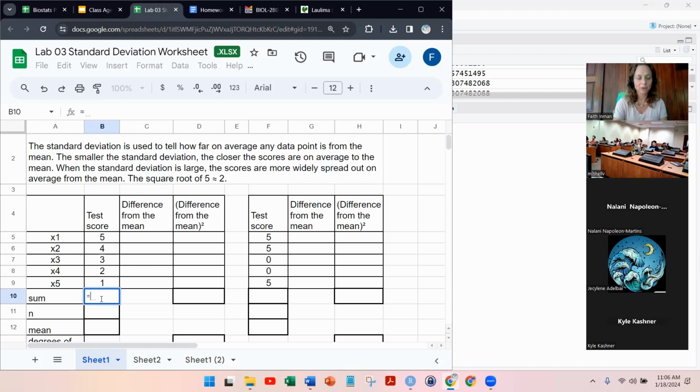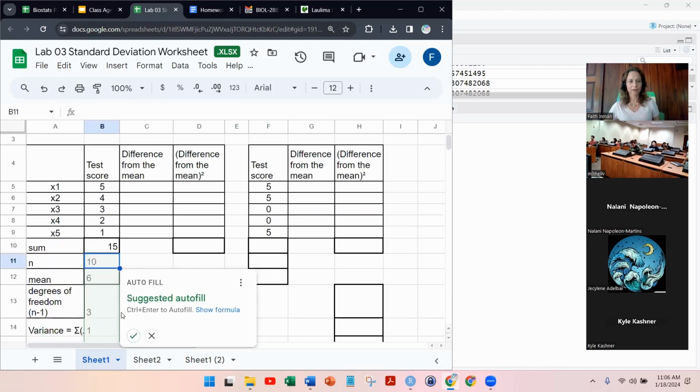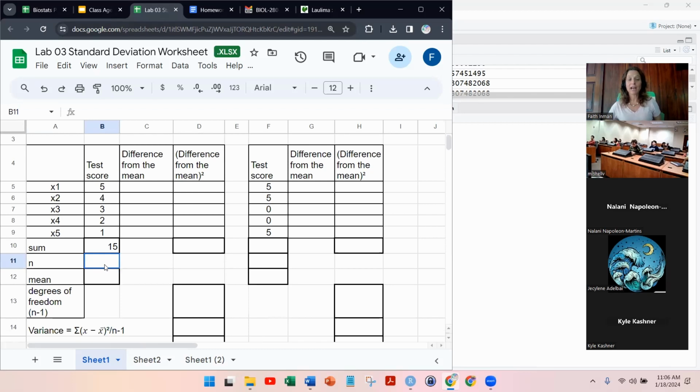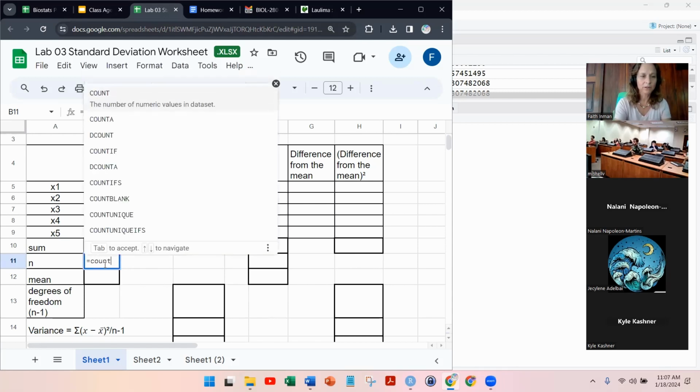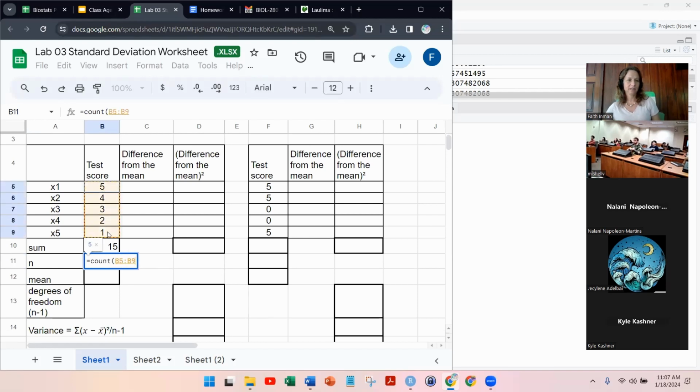You can just sum it up: equals sum, open parentheses, select all these values, close your parentheses and enter, right? And we don't want it to autofill, no thank you. And then your N. N is the symbol we use in stats to say the number of observations, the number of individuals, the number of samples. So here the N is 5. You could just type 5, or you could say equals count, select all of these scores, close parentheses, 5.